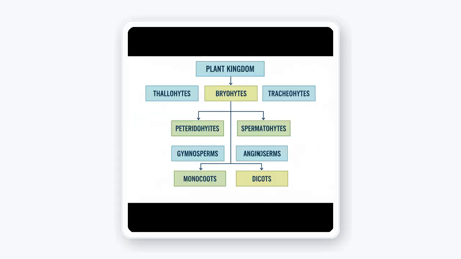First is botanical classification. This is a scientific method based on plant structure and evolutionary relationships. It divides the plant kingdom into major groups, like thallophytes, bryophytes, and the vascular tracheophytes. Tracheophytes are further divided, eventually leading to the flowering plants, which are split into monocots and dicots.